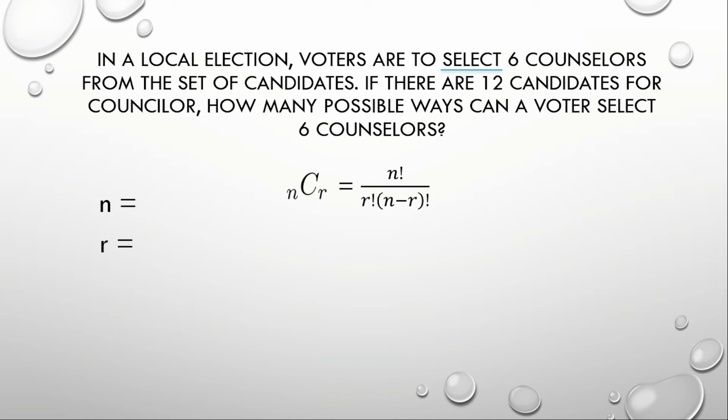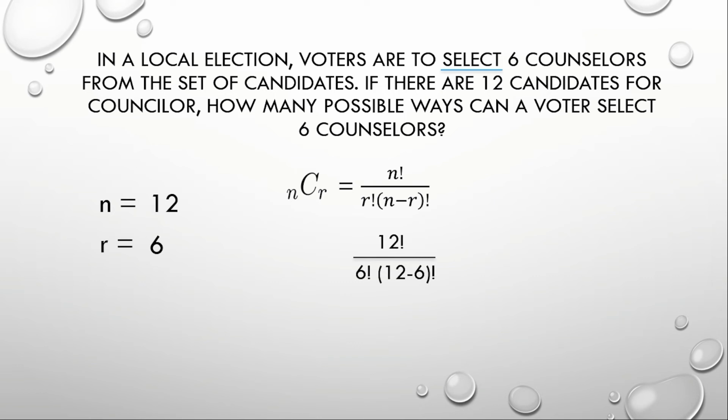So if there are 12 candidates for councilor, that will be our n because it is the total number of candidates. So we need to choose 6 councilors from the set. So r is equal to 6. So by using substitution, let's substitute again the value of n and r in our formula. So we have 12 factorial all over 6 factorial multiplied by 12 minus 6 factorial.